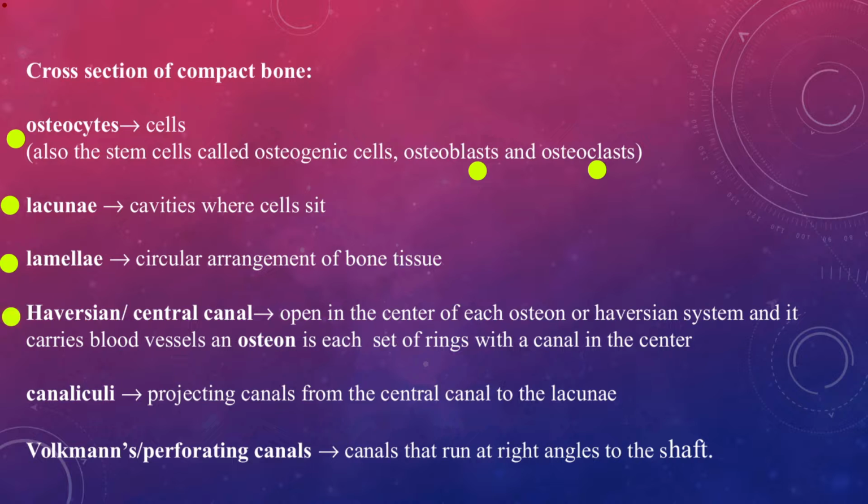We have the Haversian canal or the central canal in the middle of an osteon or Haversian system, and those run parallel to the bone, and obviously blood vessels run in those. And then perpendicular to the Haversian canals are the Volkmann's canals or perforating canals, blood vessels run in those. And then we have the canaliculi, which are the extensions to and from those lacunae from the central canal, so that oxygenated blood and nutrients can get to those cells sitting in those spaces.